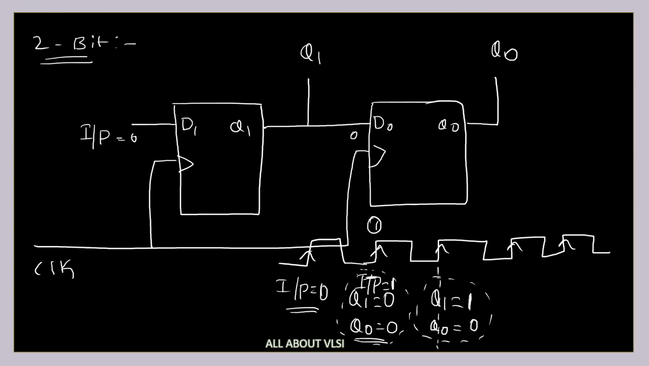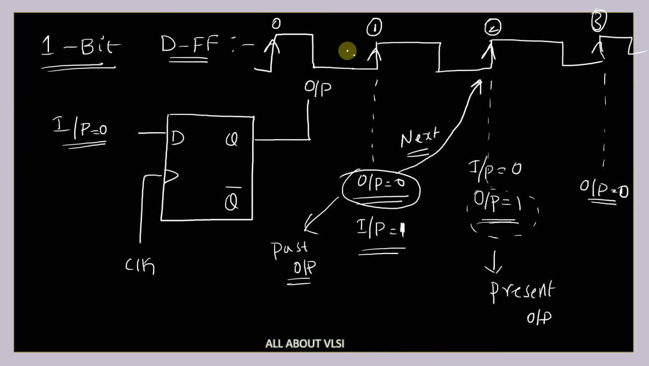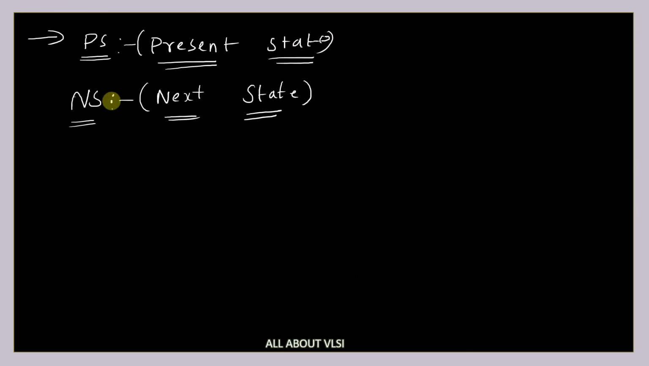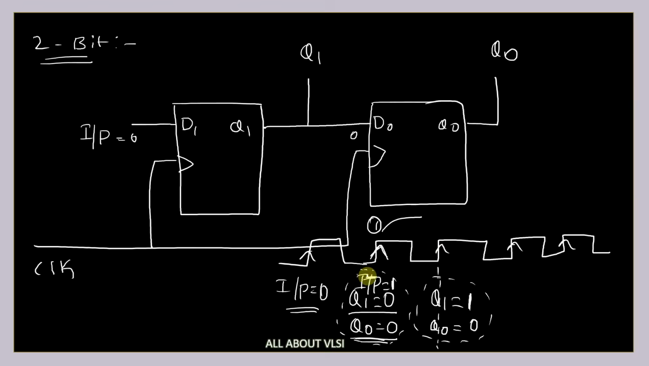Here, this is nothing but my present state and next state. If you carefully observe, at this particular point of time, what is your output? Q1 is equal to 0, Q0 is equal to 0. Or at this point of time, if your input is equal to 1, what is your output? This is nothing but your present state. Present state is nothing but the output of the flip-flop at the present cycle, here at this first cycle, and here Q1 and Q0 values at this first cycle.